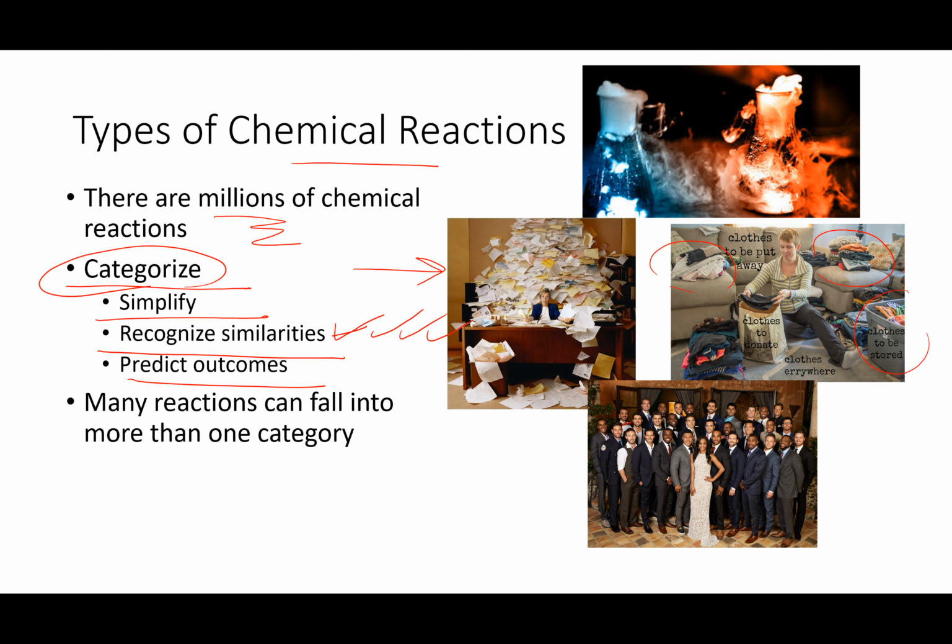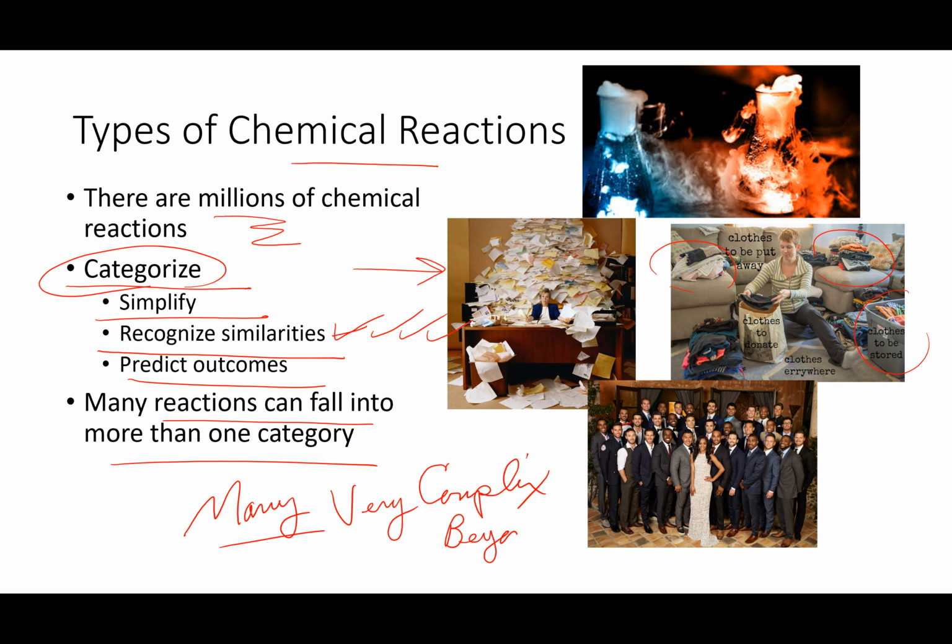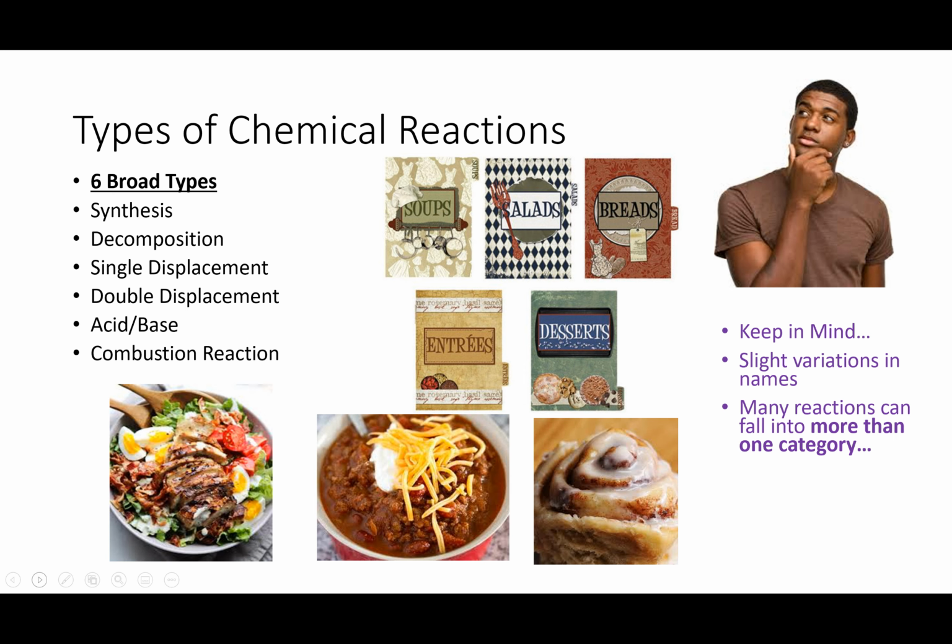Also keep in mind as we go through these that many reactions are going to fall into more than one category. And some of the reactions we are not going to talk about. There are many reactions in the world that are very complex, and those are beyond the scope of our course. This is a basic chemistry class. We're just not going there. We are going to look at 6 basic types of chemical reactions. The 6 we're going to look at are synthesis, decomposition, single displacement, double displacement, acid-base, and combustion.